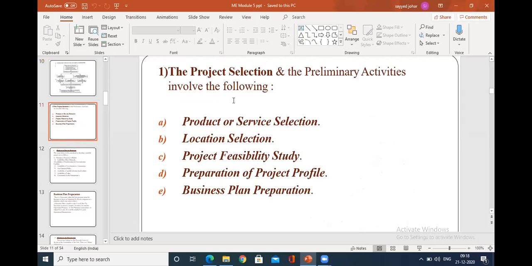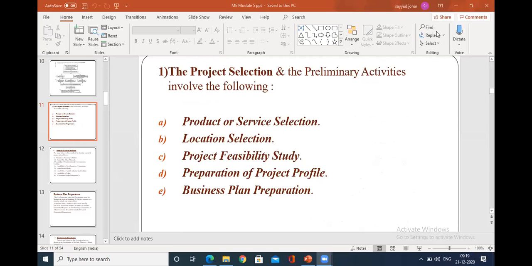The project selection consists of the preliminary activities. So what could be the preliminary activities? Product or service selection, right? Whether it is product based or service based, it is a major point. Then location selection, definitely, where exactly you need to start up your new project or firm. I would say project is a firm over here.